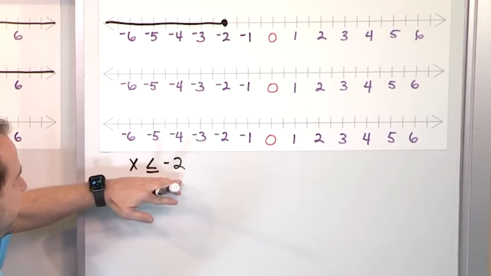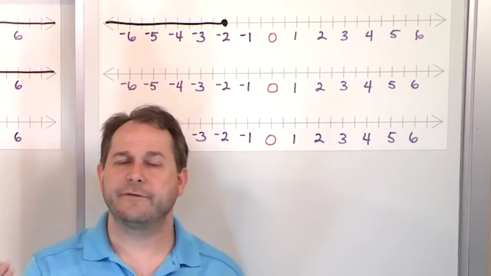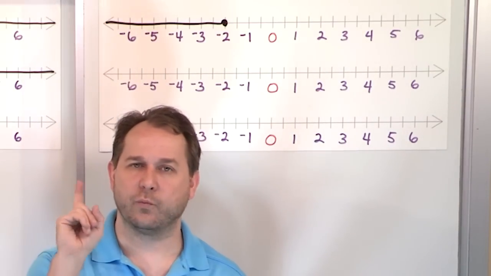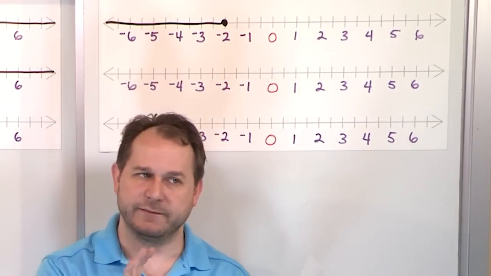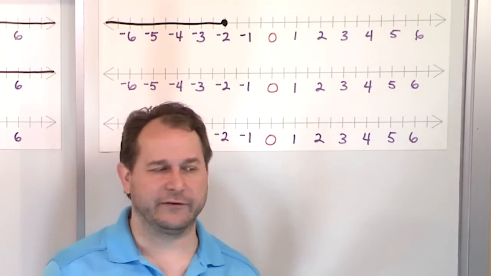So the answers to all of these things are going to be ranges of values. That's the difference between an inequality and an equation. An equation means they're equal. There's one solution generally for a simple linear equation like this. But for inequalities, there's a whole range of solutions.